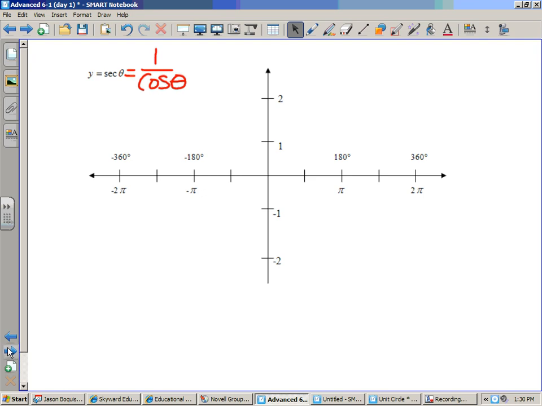Does cosine ever equal 0? Look at your unit circle. Does cosine ever equal 0? Yes, it does. That's a problem. So we need to find out how to solve that problem. So let's go first find out where is cosine 0. So we'll go to our unit circle.